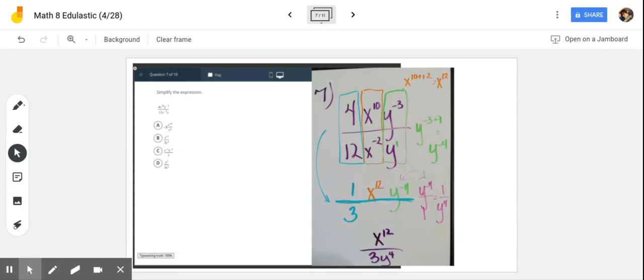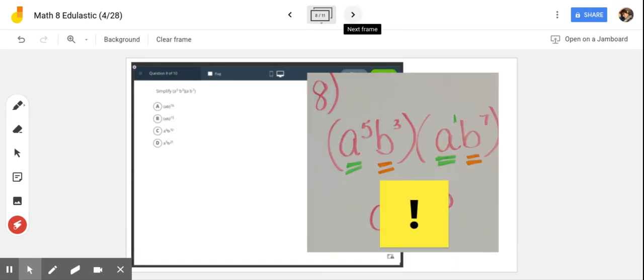Okay, when we have a negative exponent, we use that flipping the switch thing Mr. C taught us. So what I always do is I take my exponent, I put it over one, and it reminds me that I need to do the switcheroo and flip my exponent to the bottom so that it can be positive. So when I do that, I end up with an answer that is x to the 12th over 3y to the 4th, because we had to flip the switch on that negative exponent. Okay.